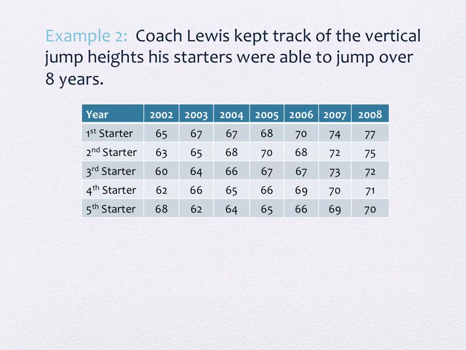So this is an example of some data. Coach Lewis kept track of the vertical jump heights of his starters over 8 years. So from 2002, that's 7 years. I don't even know why it says 8 years. That's 7 years of data. I've used this data for a lot of time, and I've never noticed that. Over 7 years, so we've got from 2002 to 2008, and he has his 5 starters.